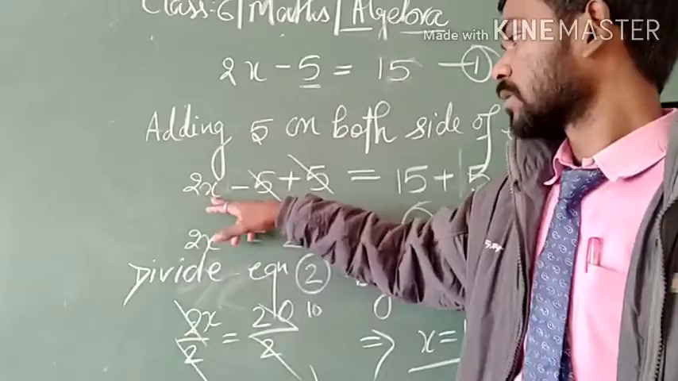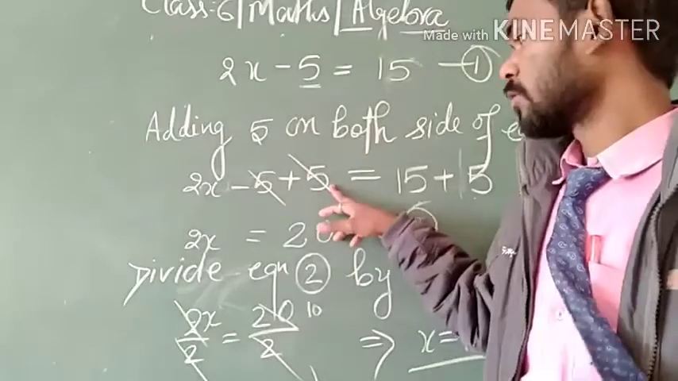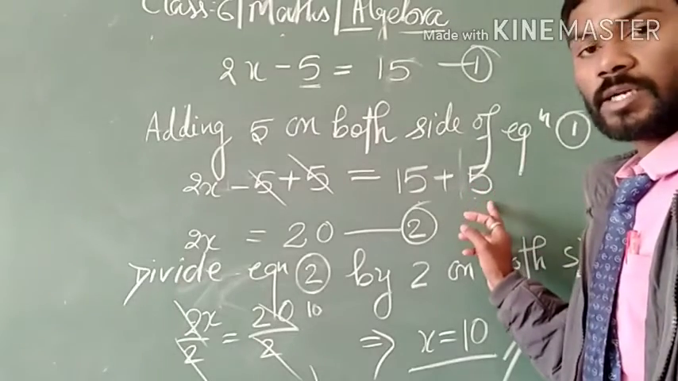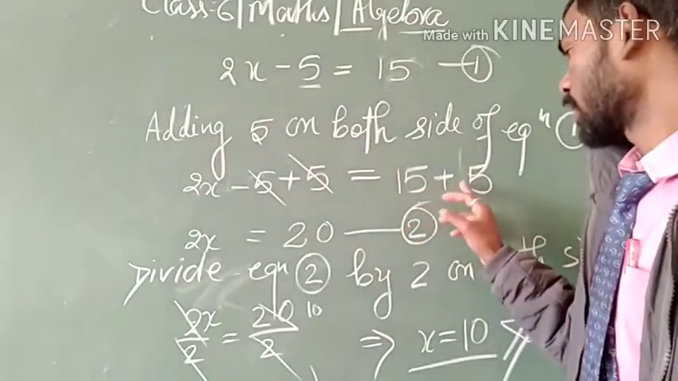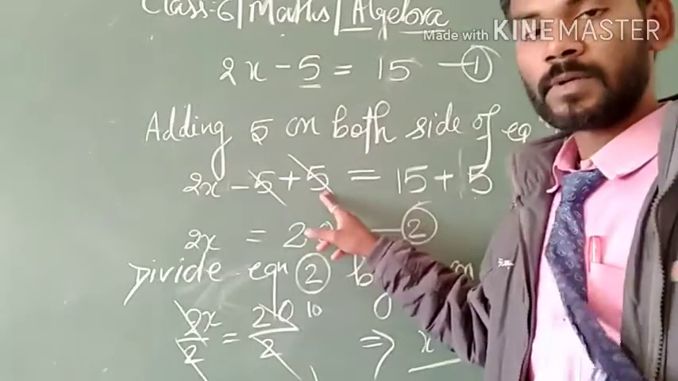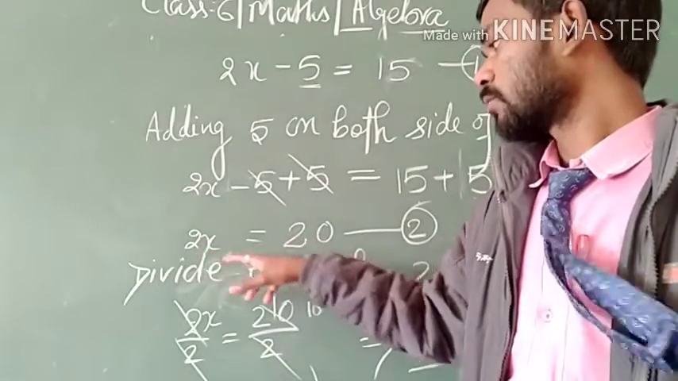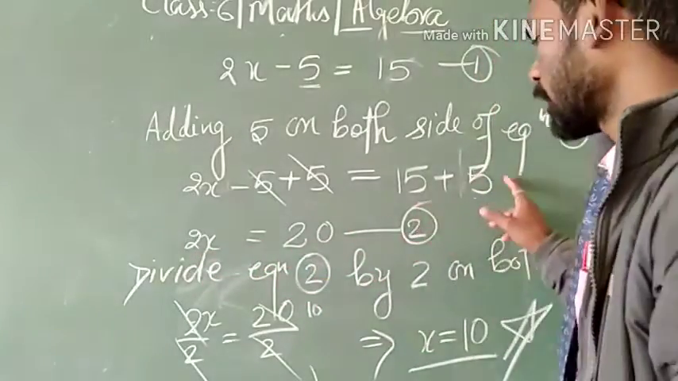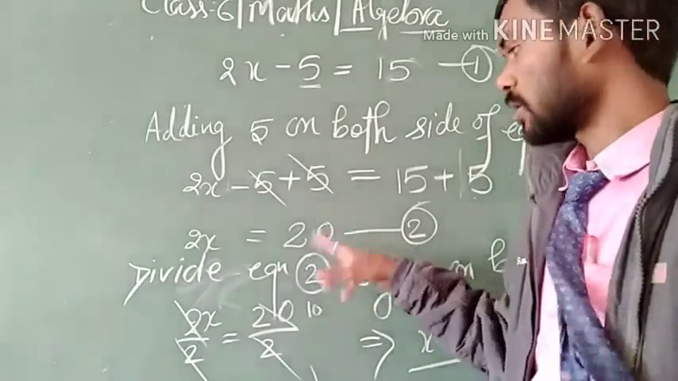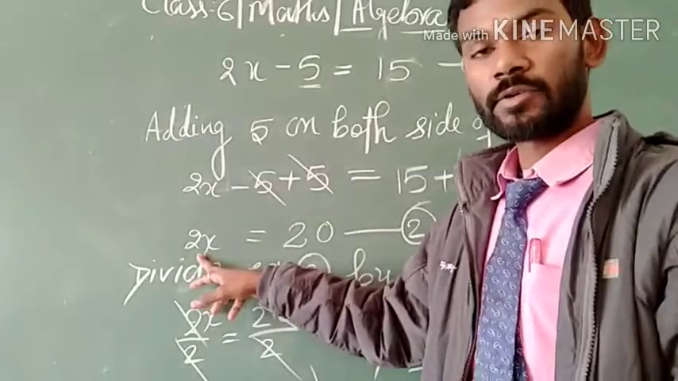We get 2x minus 5 plus 5, and we have also operated the same number on the right side and we get 15 plus 5. Here minus 5 and plus 5 get together 0, and hence we get 2x is equal to 15 plus 5 is 20. Now in this step we can again see that x is not completely isolated.